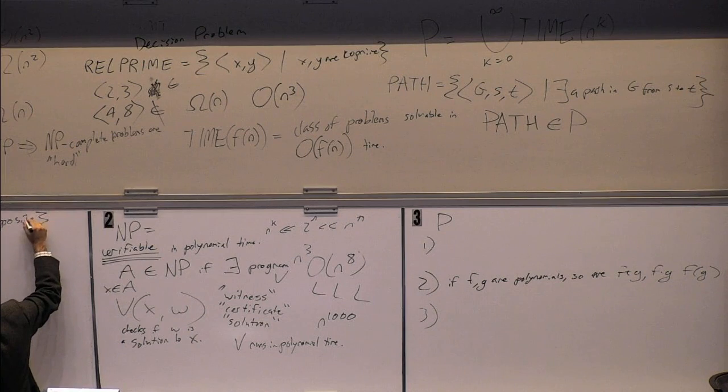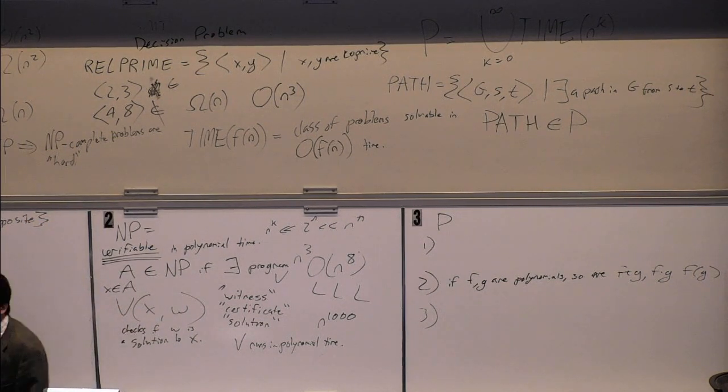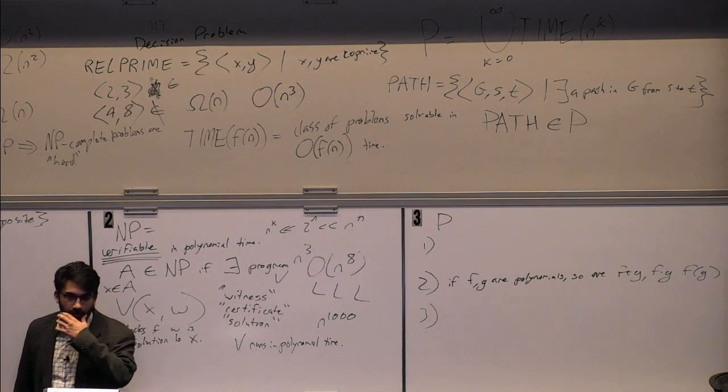Now, what is a composite number? Pop quiz. It's not prime. So it's the complement of this. The complement of the set would be the set of primes, for example.